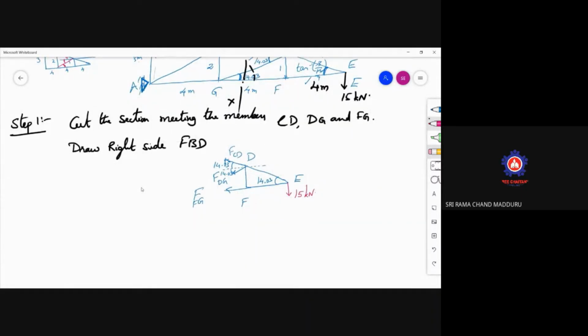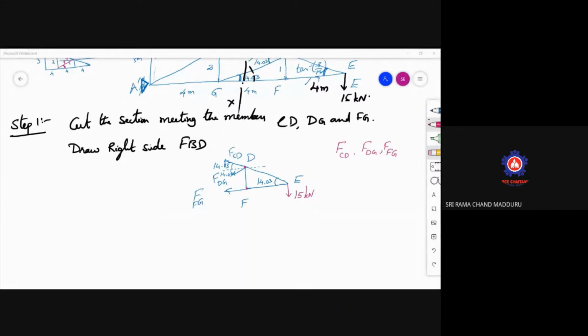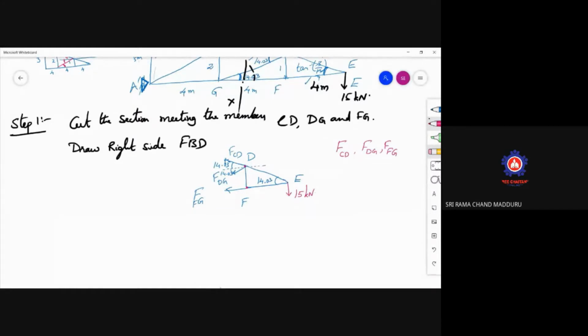Now a force of 15 kN is acting here. First, this is your point D, this is point F, this is point E. We require force in CD, force in DG, comma force in FG. Right? Now, for FCD, what I will do is here two members are meeting. I will take moment about this point, sigma M about D is equal to 0. There are three equations, sigma FX is equal to 0, sigma FY is equal to 0, sigma M about a point is equal to 0.